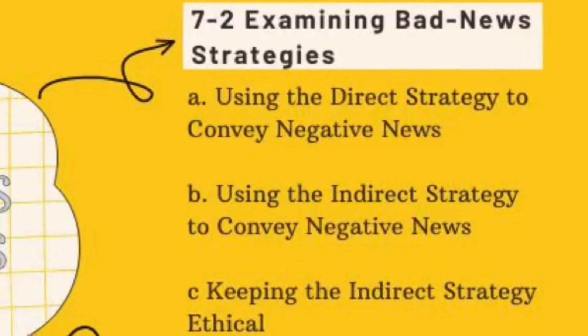And comparing the direct and indirect strategies for bad news messages. In the direct strategy, the sequence is bad news, reasons, and pleasant close. Meanwhile, in the indirect strategy, there are buffer, reasons, bad news, and pleasant close.